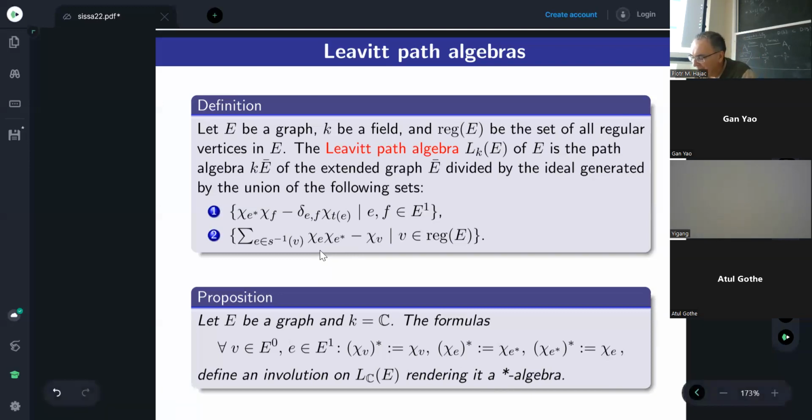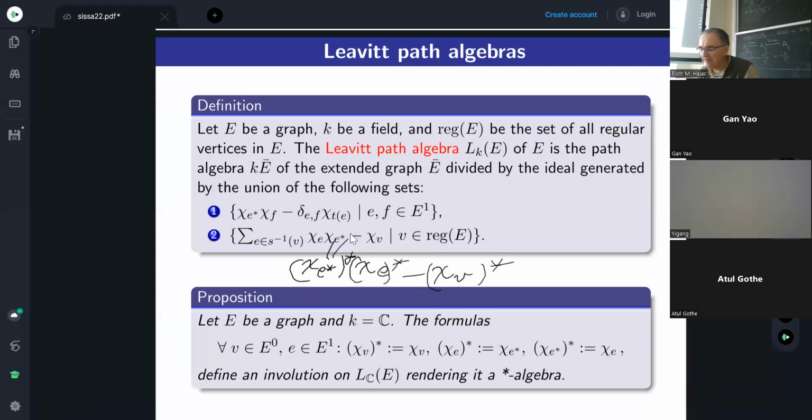So I apply it here. So I have chi e star star chi e star minus chi v star, but it's the same thing. It's the same thing because chi e star star is chi e, and chi e star is chi e star, and chi v star is chi v. So that's just equal. So by starring every summand, I go back to where I was. So of course, this is preserved.